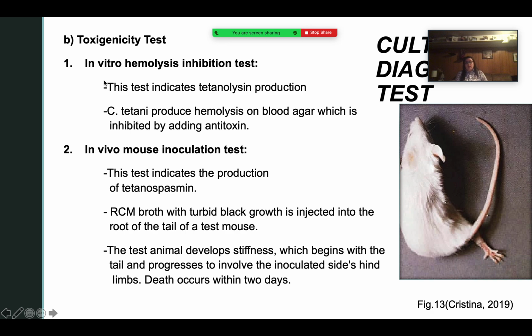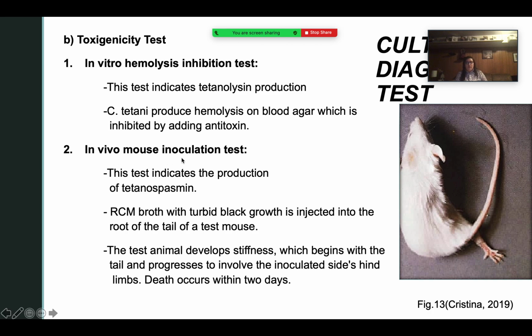Another test is the toxigenicity test, where the in vitro hemolysis inhibition test is going to indicate the tetanolysin production. The Clostridium tetani produces hemolysis on blood agar, which is inhibited by adding antitoxin.